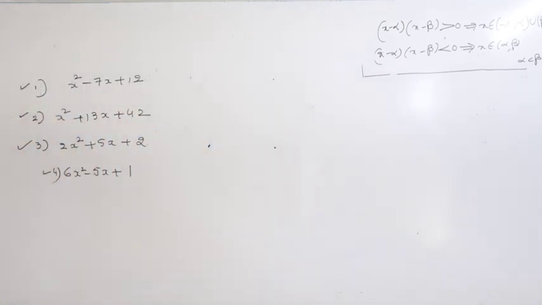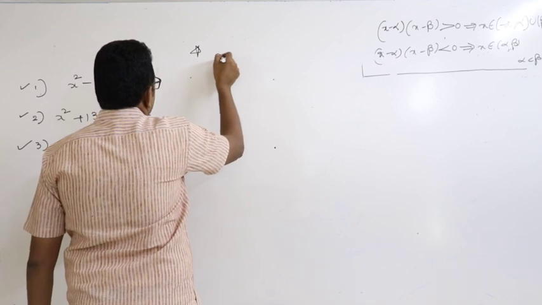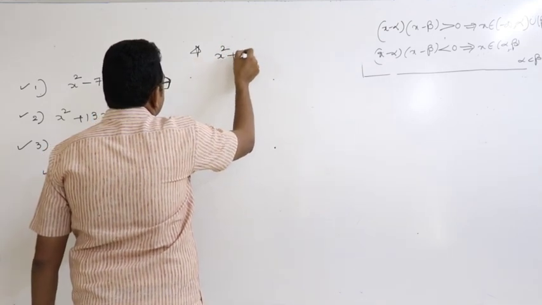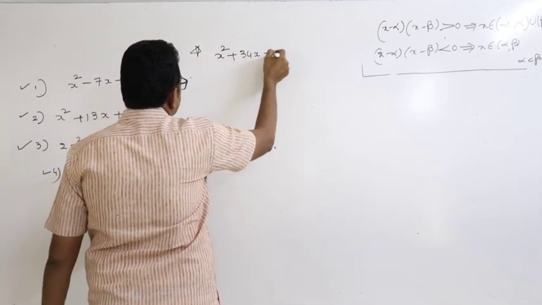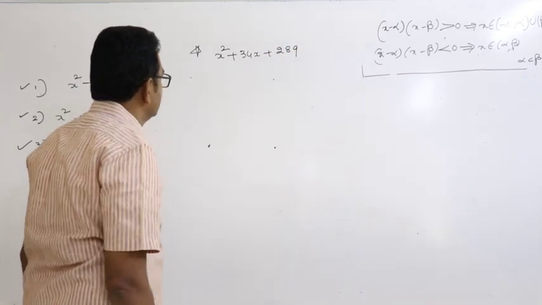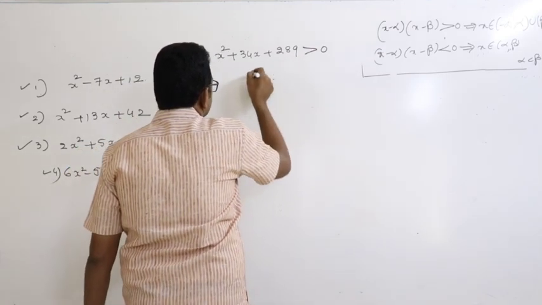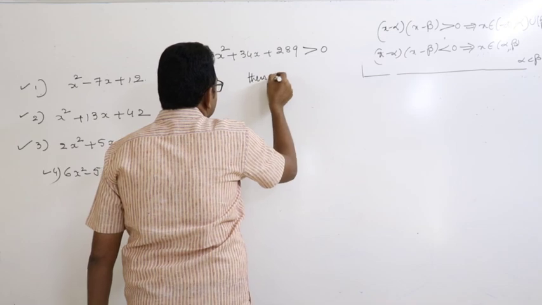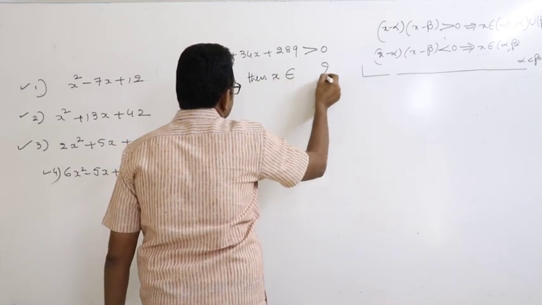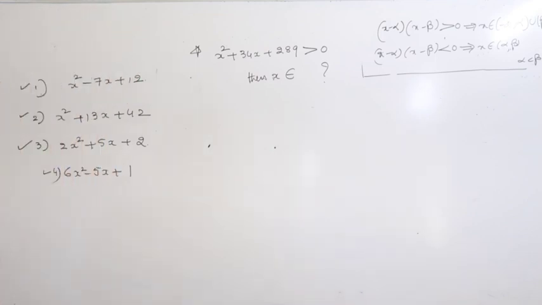Then one problem. x square plus 34x plus 289 is greater than 0. Then x belongs to, for what values of x is it positive?